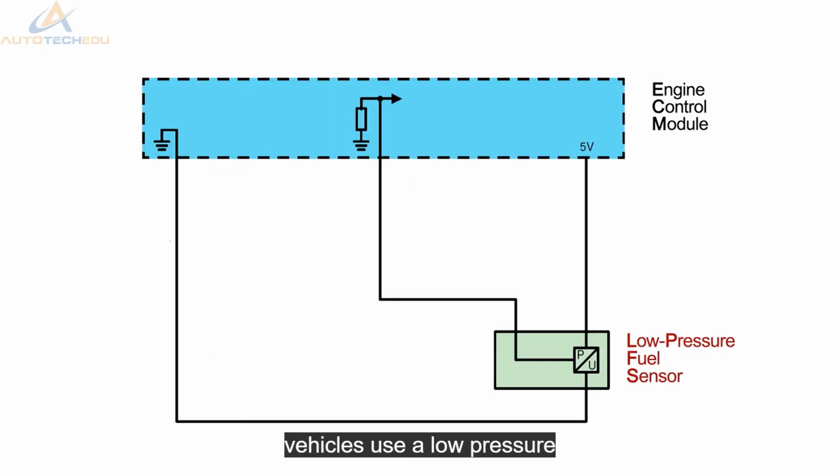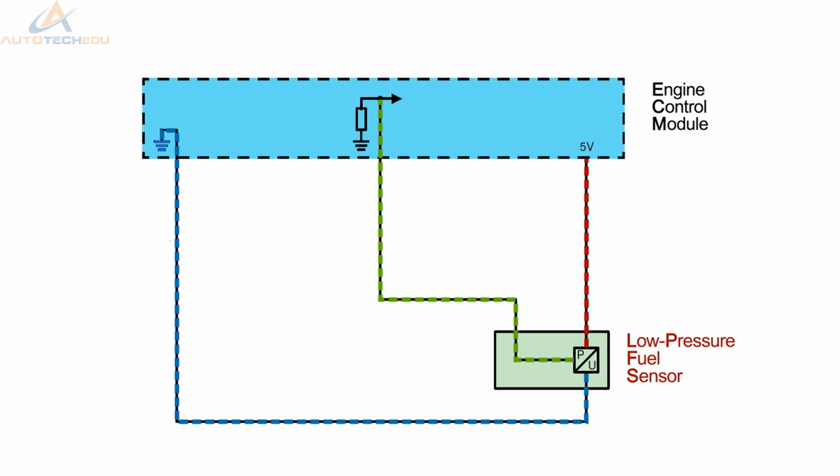Some vehicles use a low-pressure fuel sensor. This sensor is a 3-wire piezoresistive unit with a 5-volt supply, low reference, and signal circuit. On direct injected engines, it's located in the fuel line between the low pressure and the high pressure pump. On vehicles that use variable injection duration and variable fuel pressure, the sensor will be located between the fuel pump and the fuel rail, or in the fuel rail itself.